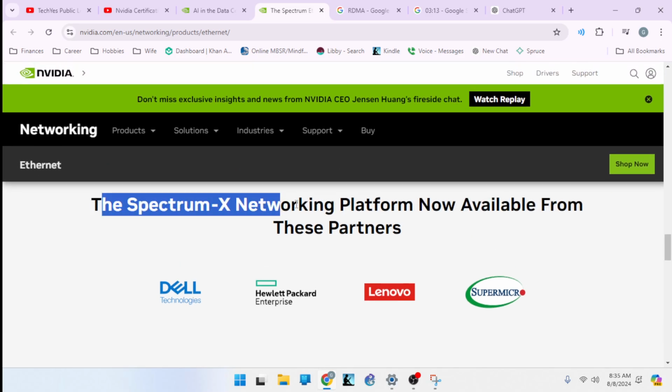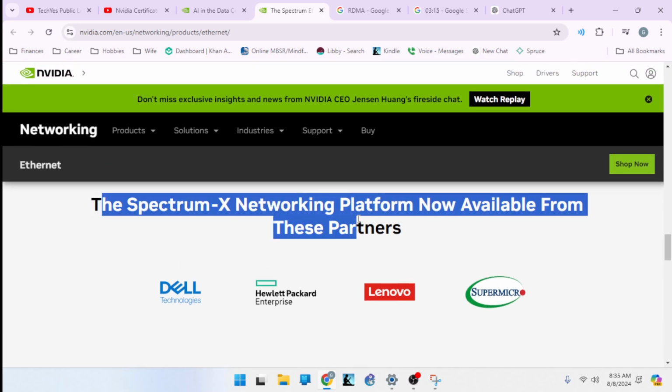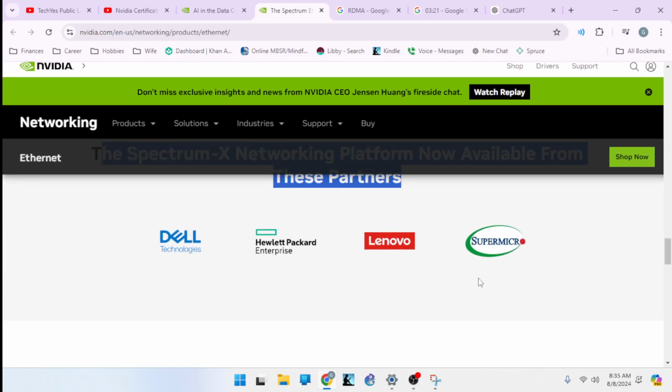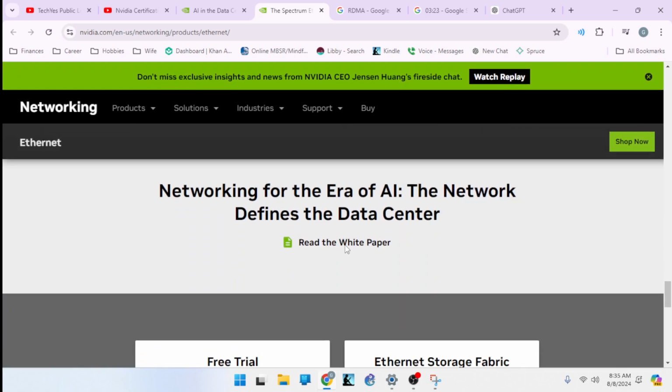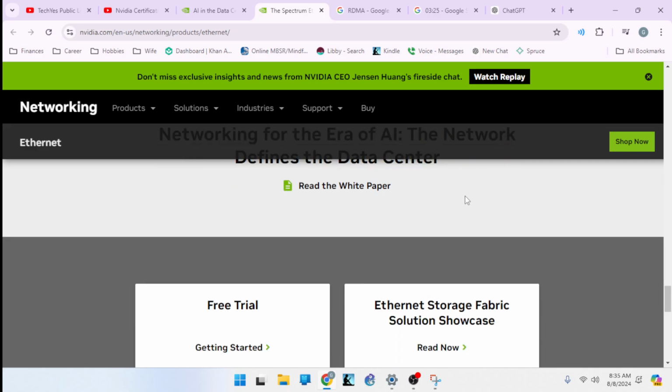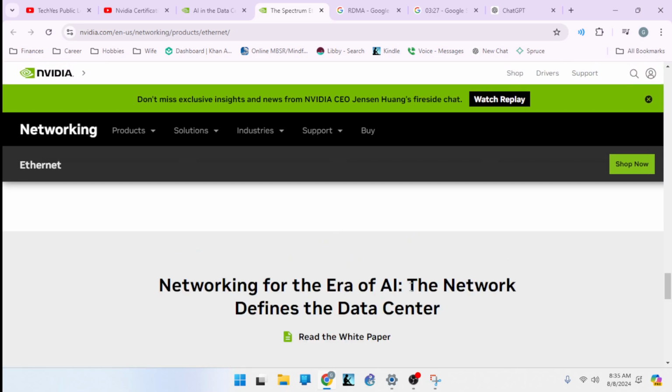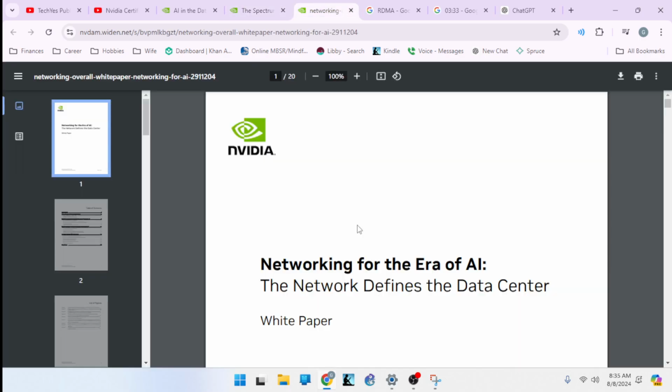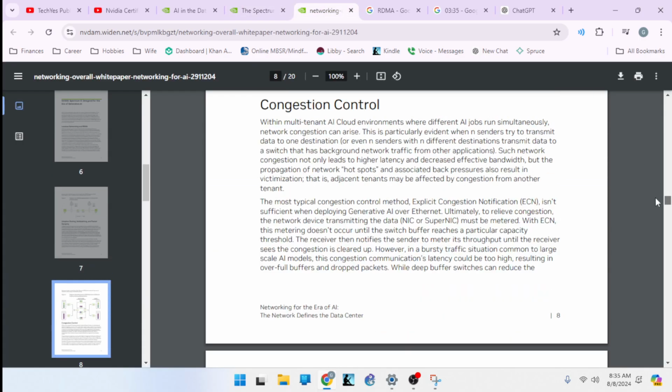The Spectrum-X networking platform is now available from these partners: Dell, Lenovo, Supermicro. Notably absent is Cisco. All right, we have the option to read an entire white paper, but we're already 3 minutes over the predicted time, so this would take an hour to read.